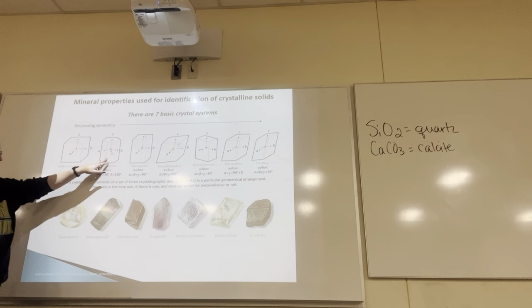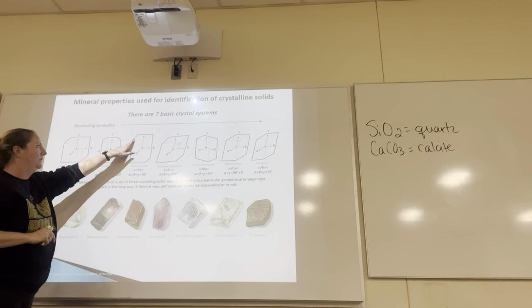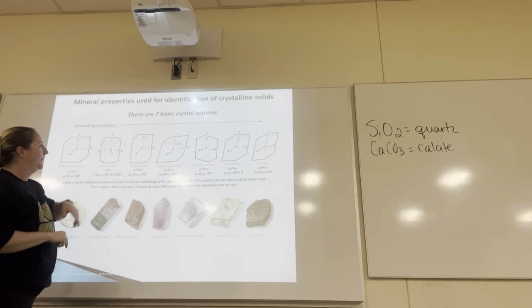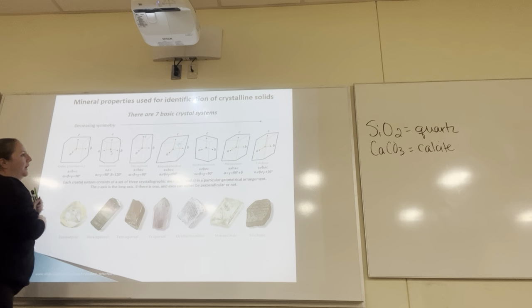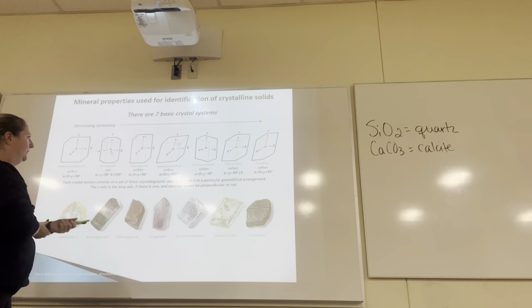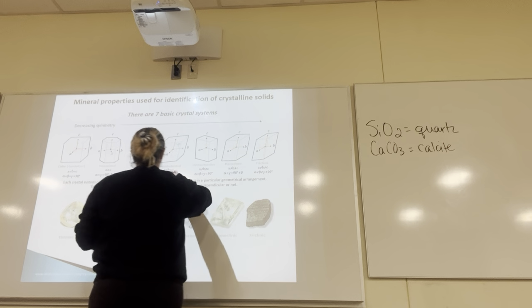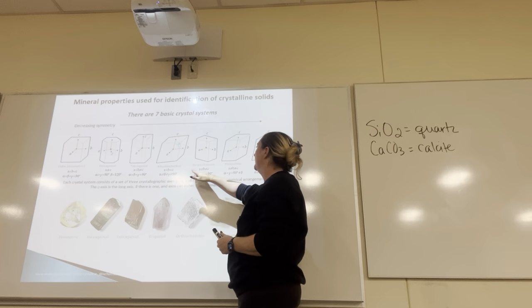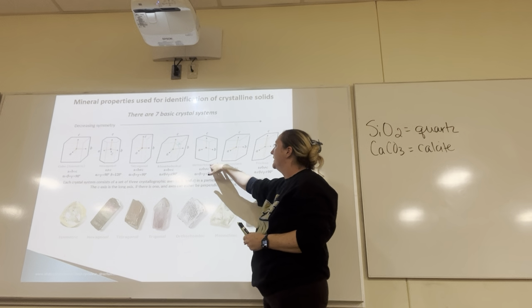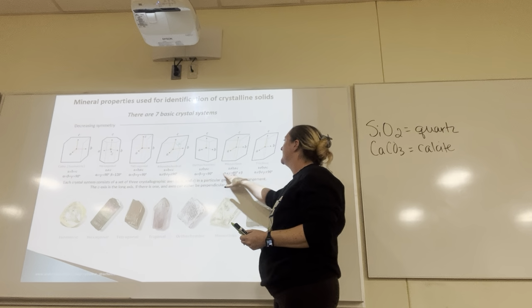Hexagonal is in the shape of a hexagon. Tetragonal is like this rectangular shape where A equals B, but they're not the same as C, and they meet at 90-degree angles. Then we have our rhombohedral. A and B and C are all the same size, but they meet at angles other than 90 degrees. Orthorhombic, they meet at 90-degree angles, but they're all different sizes.